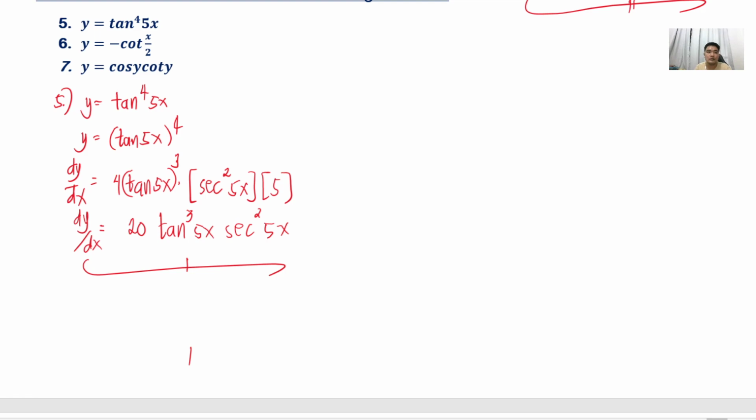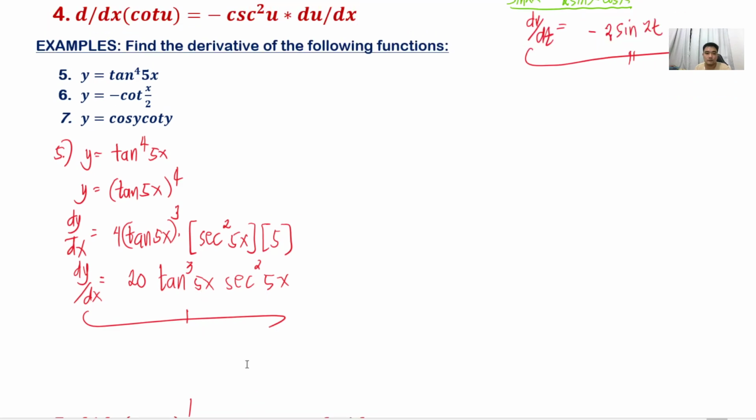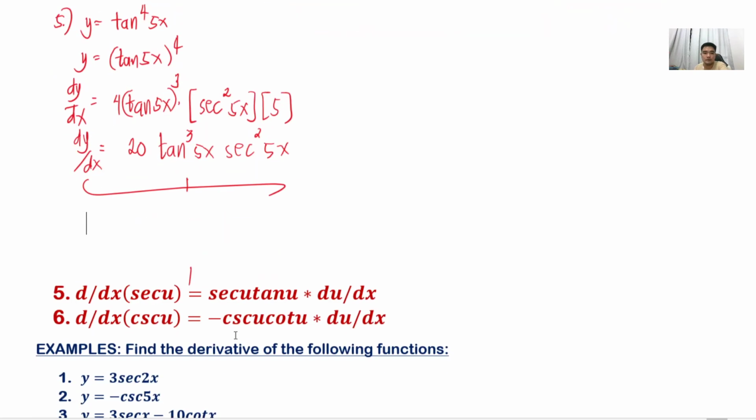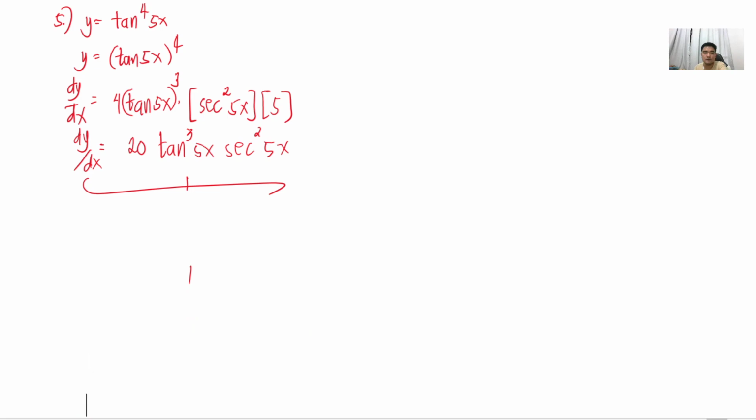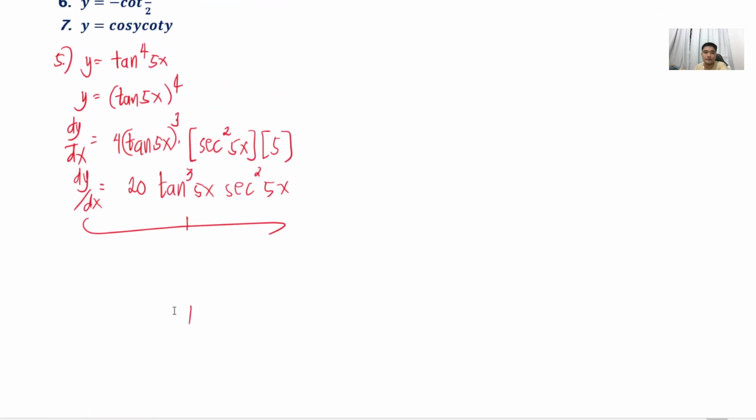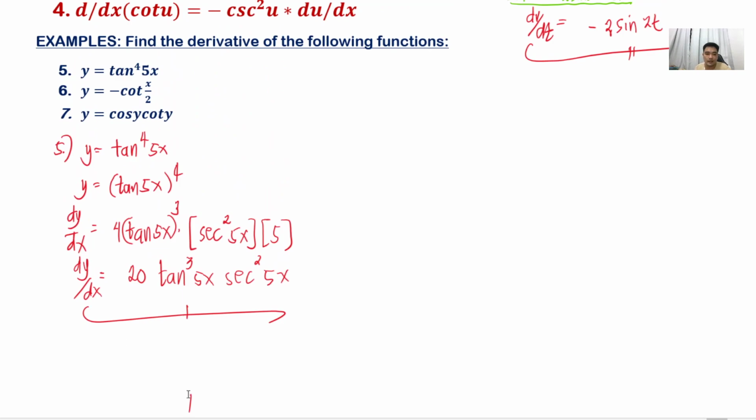Okay? So, palakihin ko lang yung ano natin. Gawin kong 20. Okay. So, let's try number 2.